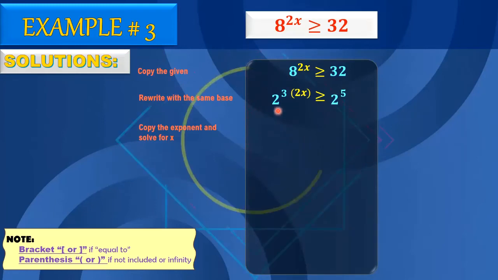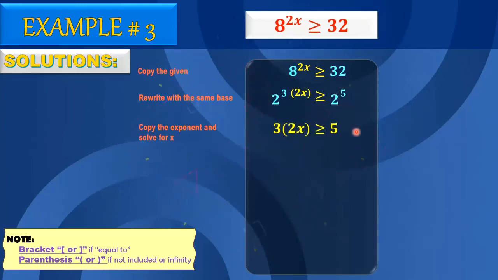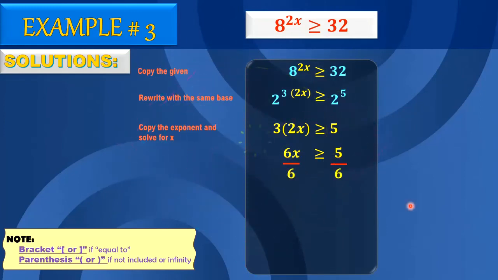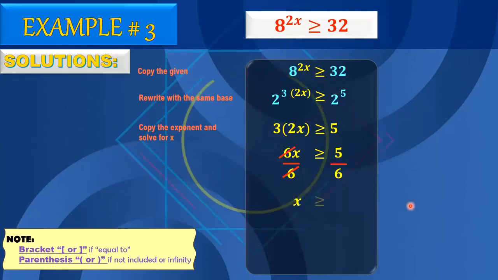So since we have the same base already, we can now solve for x by using the exponents. So copy all the exponents. We have 3 times 2x is 6x, and copy the expression on the right side. Since we still have the coefficient of x, we need to isolate x by dividing both sides by 6. Therefore, x is greater than or equal to 5 over 6.